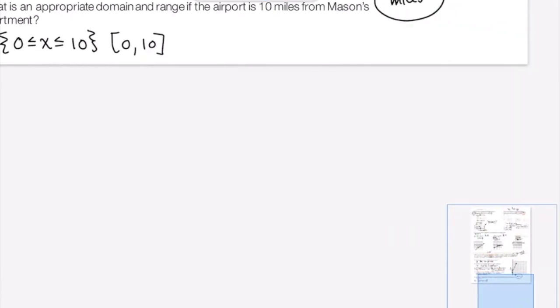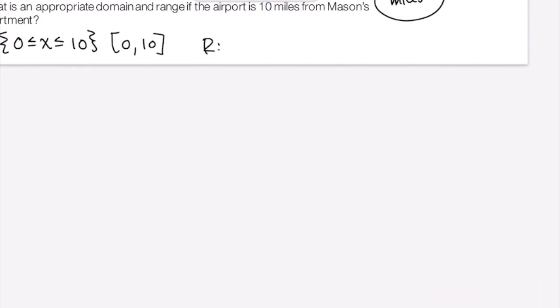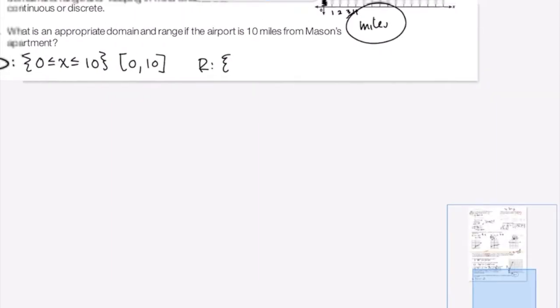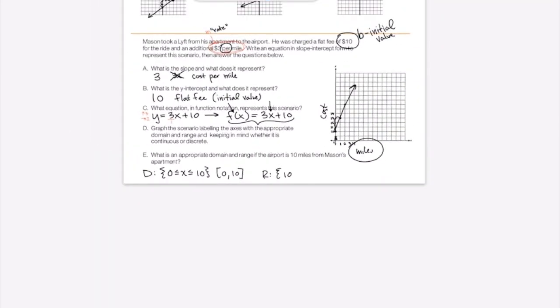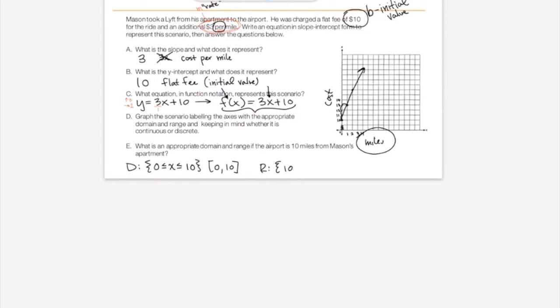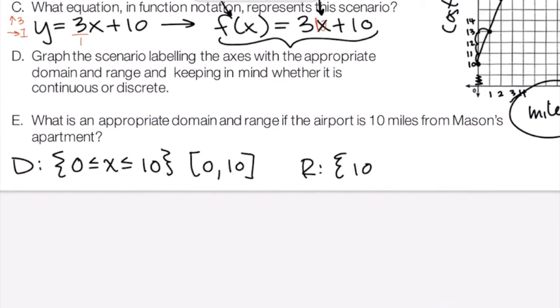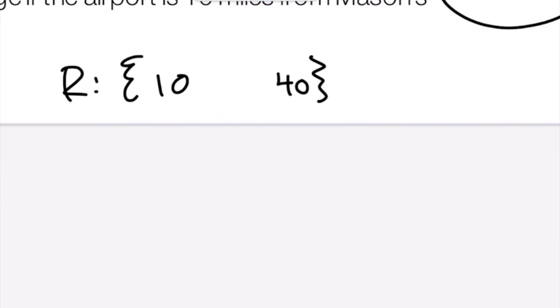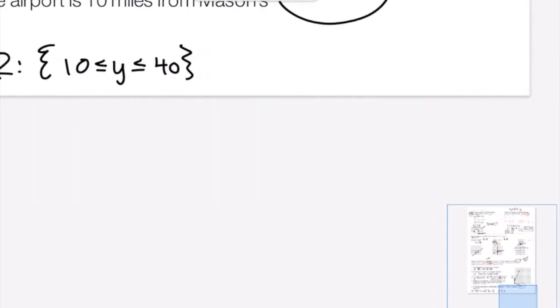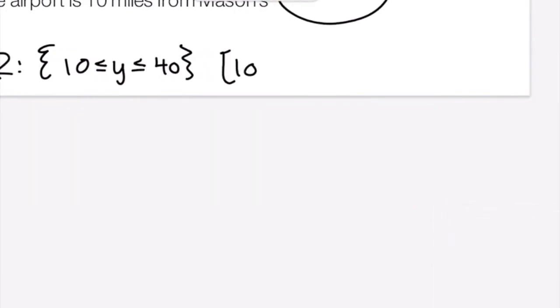Now, if we did our range, remember our range is the total cost. So you want to think about what's the smallest amount Mason could possibly pay in the scenario? Well, it's $10. And what's the most money, or what's the total cost at the end? If he did make it all the way to the airport, that would mean he's gone the full 10 miles. So think about if he spent $3 per mile times 10 miles, that's going to be 30, and then 30 plus 10 is 40. So what we can say for our range is it goes from 10 to 40. Remember, our variable is y, and it's showing that we're between 10 and 40. We'll use less than or equal to signs. And if we did interval notation, then we can say 10, 40, and put brackets around both.